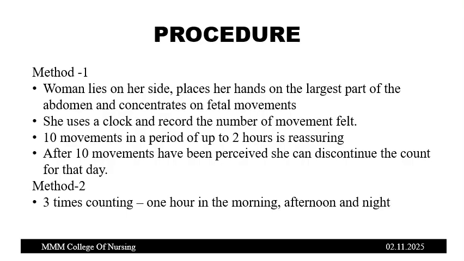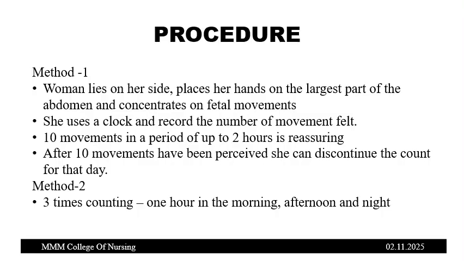So this is the actual procedure. Well, there are two methods. Method 1, where the woman lies on her side, places her hand on the largest part of the abdomen and concentrates on the fetal movements. So the woman lying on her side places her hand on the largest part of the abdomen and starts counting. She uses a clock and records the number of movements felt. 10 movements in a period of up to 2 hours is reassuring.